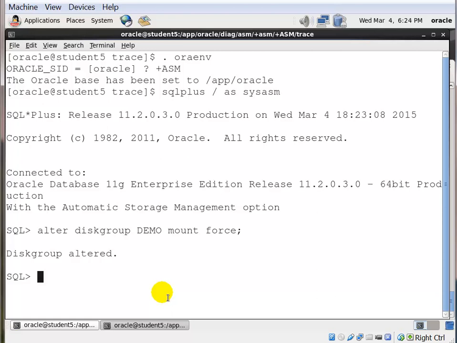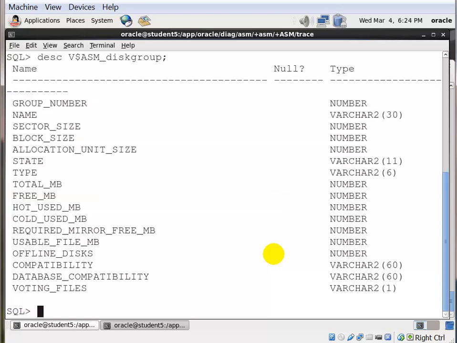ASM does not have ways to find out how a disk group is configured other than reading the disk group header. So the first thing, before we go about fixing the disk group, is that we somehow need to be able to access the headers of the disks that make up the disk group. By doing a quick mount force, we can now read some information from, for example, $ASM_DISKGROUP, and perhaps learn about the group number.